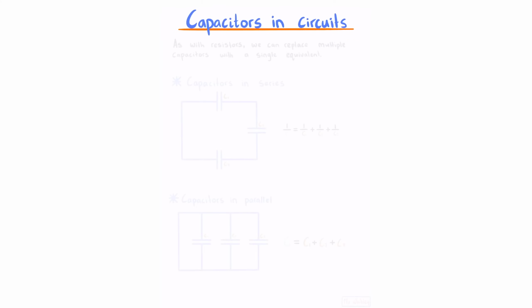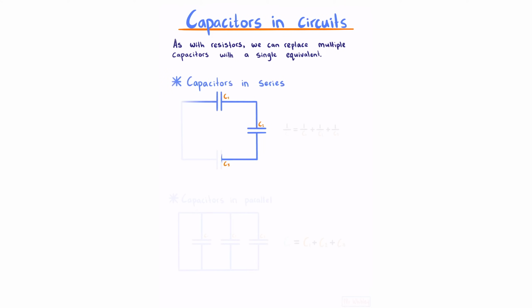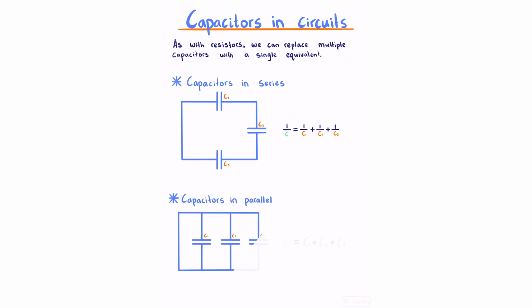Capacitors in circuits. As with resistors, we can replace multiple capacitors with a single equivalent. For capacitors in series, our 1 over capacitance is the sum of our 1 over capacitances. For capacitors in parallel, our capacitances are summed together. You might note that this is opposite for resistors.